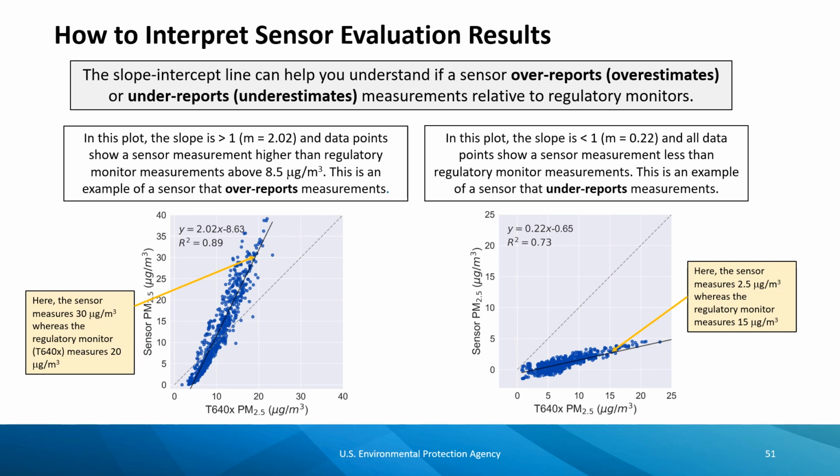The slope-intercept line can help you understand if a sensor overreports, also called overestimates, or underreports, also called underestimates, concentrations relative to regulatory monitors. The plot on the left shows an example of a sensor that overreports, where the sensor measurements are higher than the regulatory monitor measurements. The plot on the right is an example of a sensor that underreports, where the sensor measurements are lower than the regulatory monitor measurements.